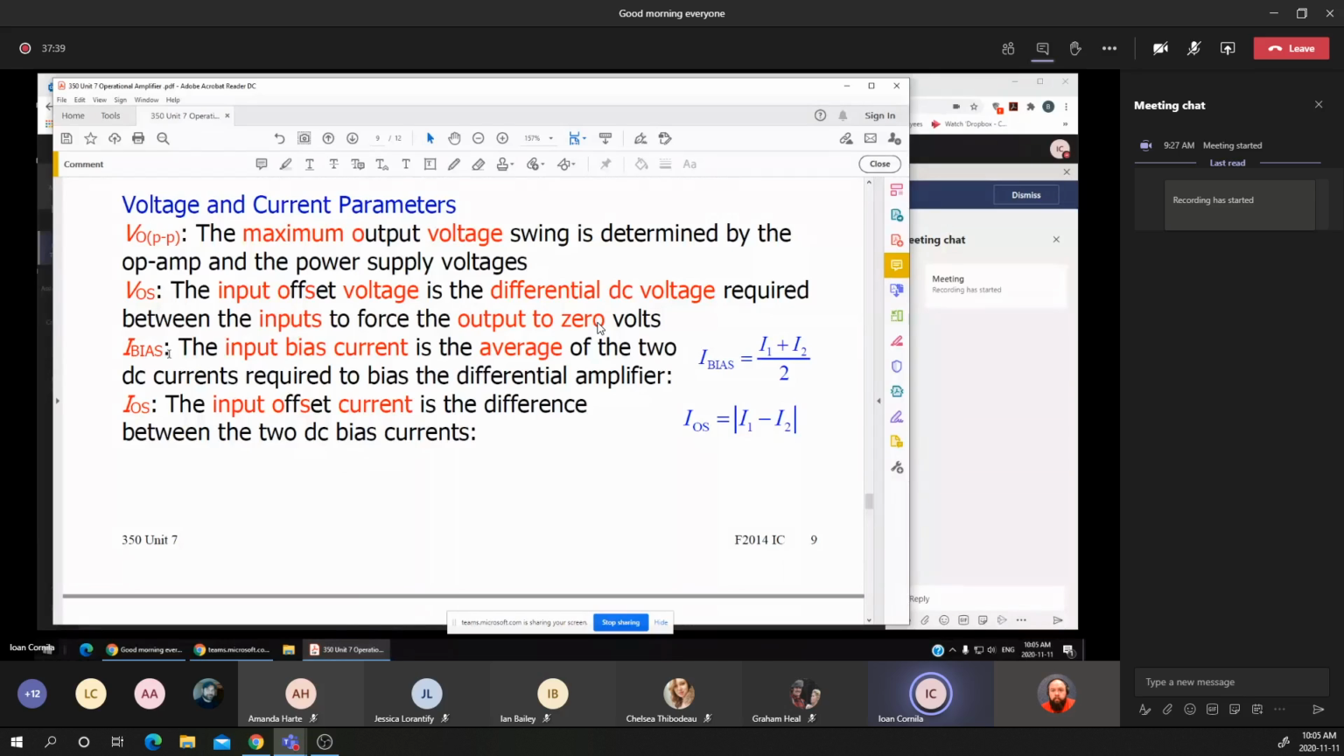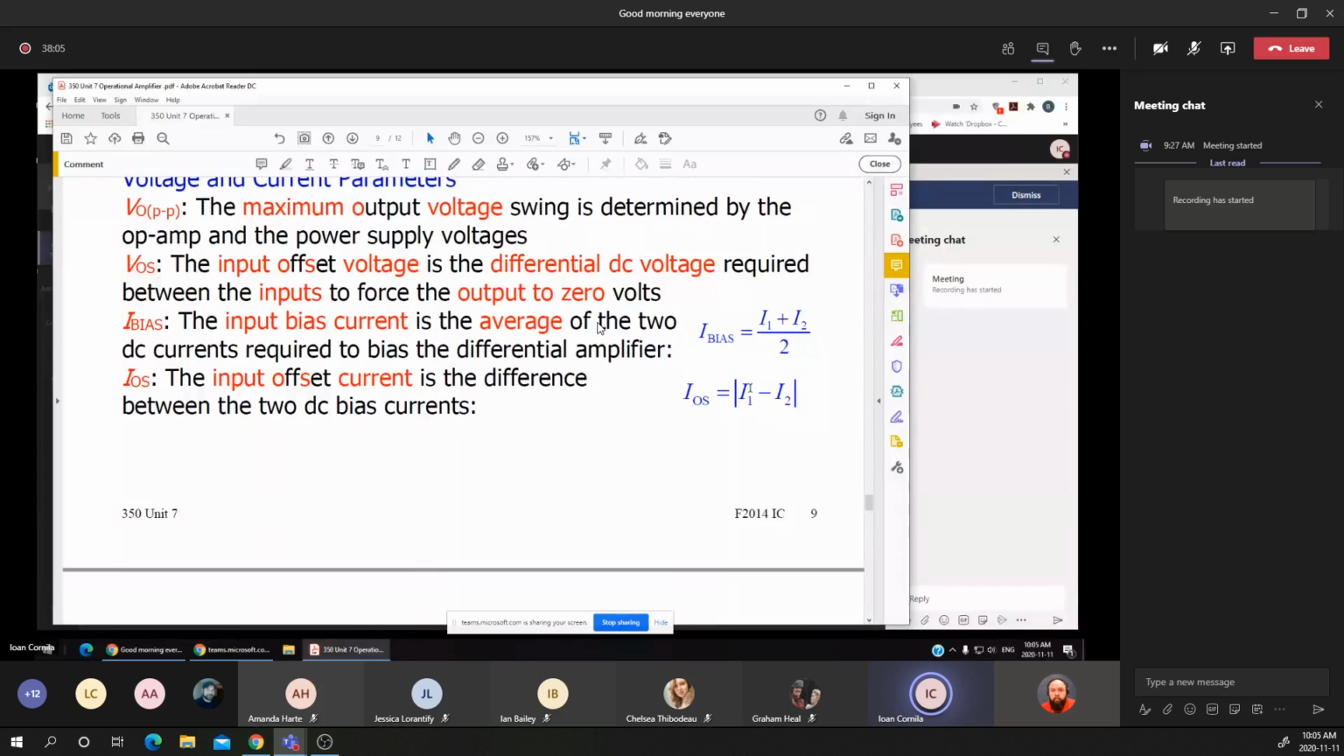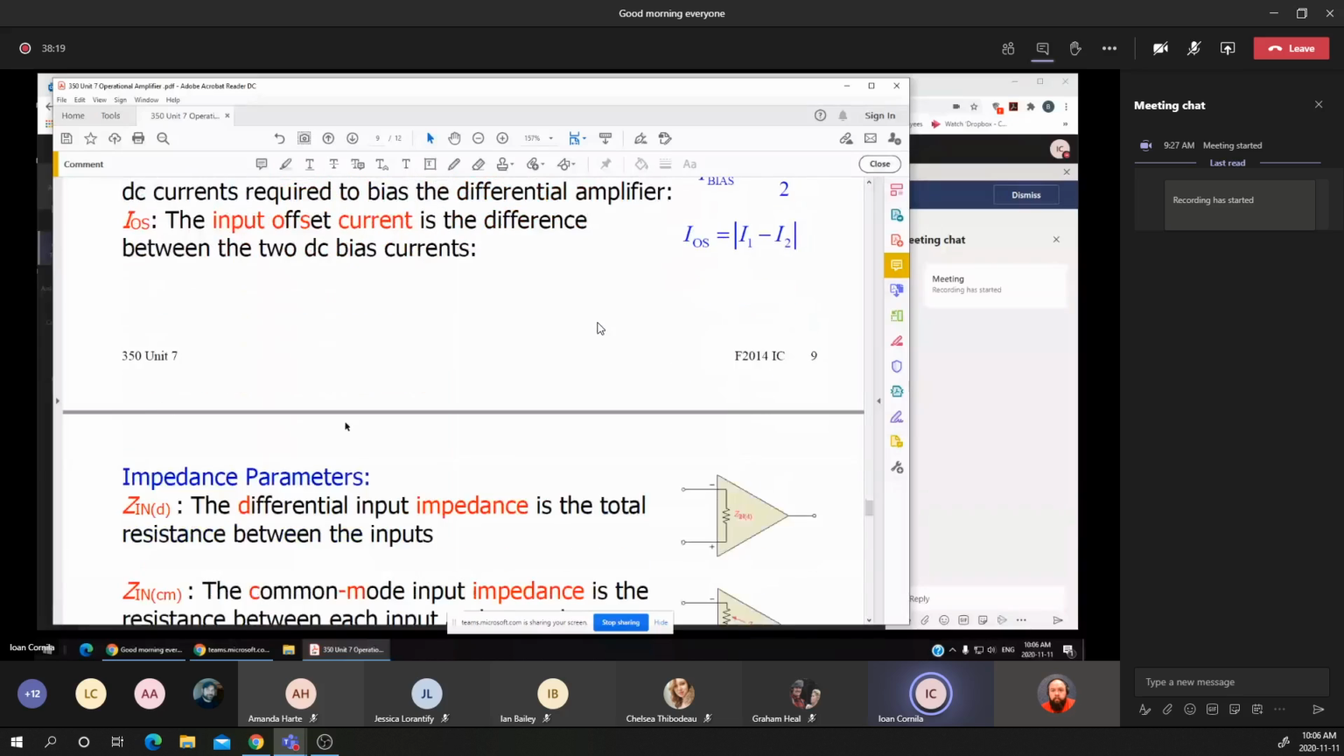Biasing: as all circuits require bias, the biasing current is the average between the two currents. And I mentioned that those currents have to be the same. Ideally, it's the same. Practically, there's a small difference, because nothing is perfect. And the biasing current, again, I'm not using too much in this course, but just to give you an idea about some other parameters. The input offset current is the difference between the two currents, the I1 and the I2.